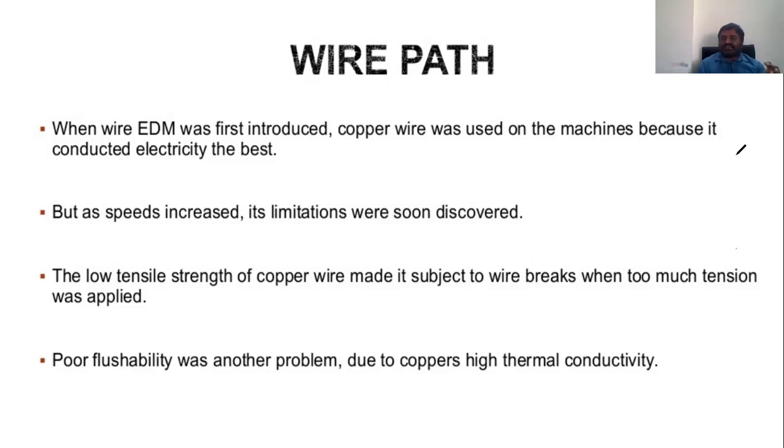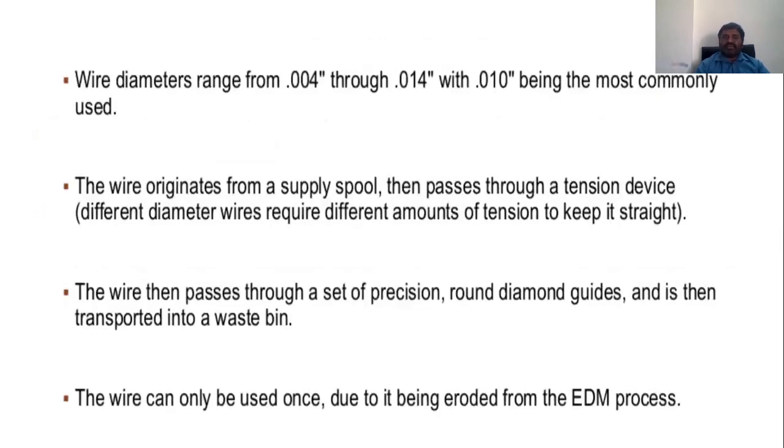The low tensile strength of a copper wire means it is subject to wire breaking, which can happen sometimes due to the tension applied here. Poor flushability is another problem that can occur because of copper's high thermal conductivity. In this manner, we maintain a range of wire diameter, as I said just now, 0.004 inches to 0.14.